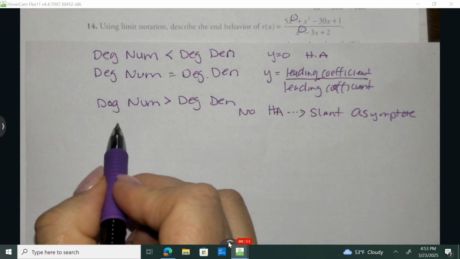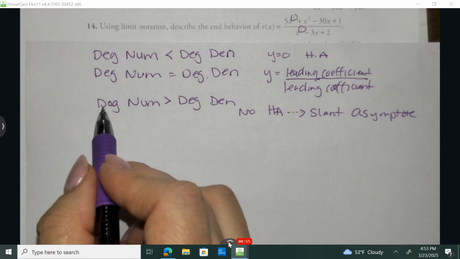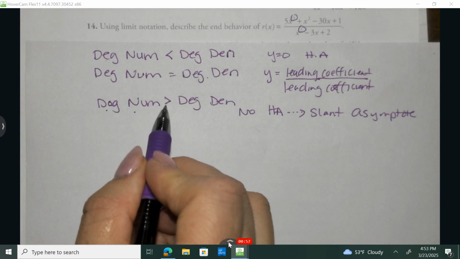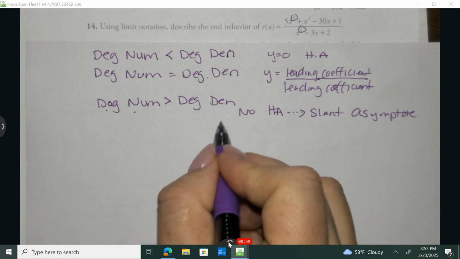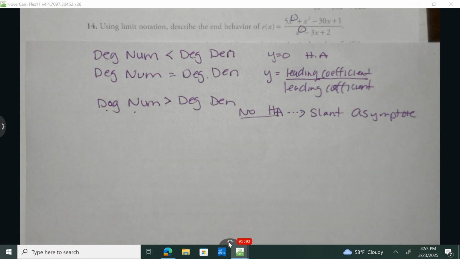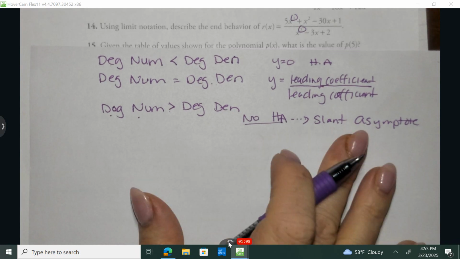Now, this is the case for number 14. The degree in the numerator is greater than the degree in the denominator, and when that occurs, there is no horizontal asymptote. And in fact, what happens, we have a slant asymptote. Now, how do we determine this? We're going to do polynomial long division.